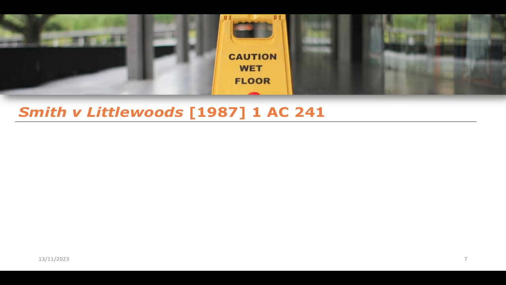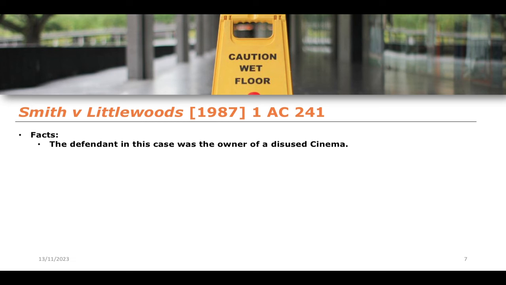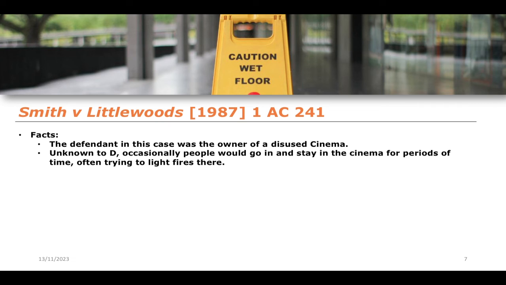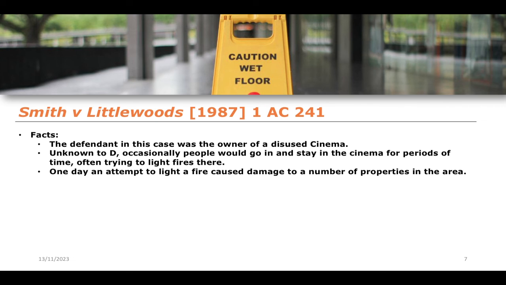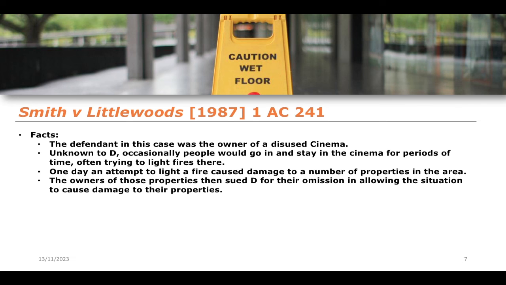Moving on then, in 1987 we get the case of Smith v Littlewoods. The case of Smith v Littlewoods involves the owner of a disused cinema. Unknown to the defendant, occasionally people would go and stay in this cinema for periods of time, essentially squatting there. And when they did so, they would lay fires as a result. One day, an attempt to light a fire got out of control and caused damage to a number of other properties in and around the area, next to the cinema.